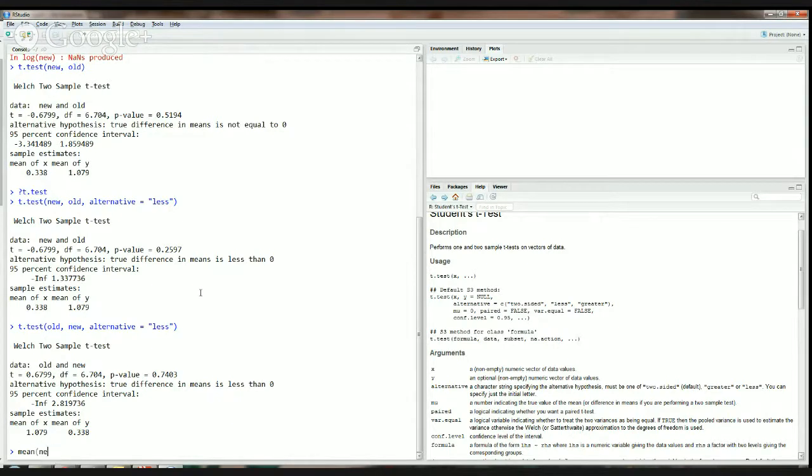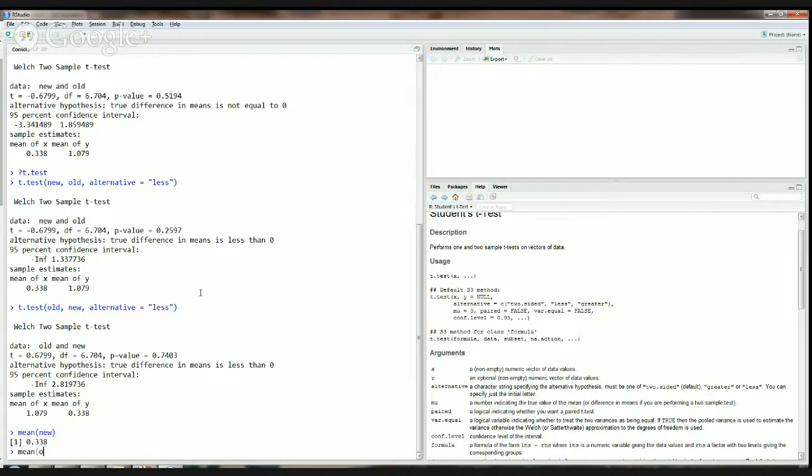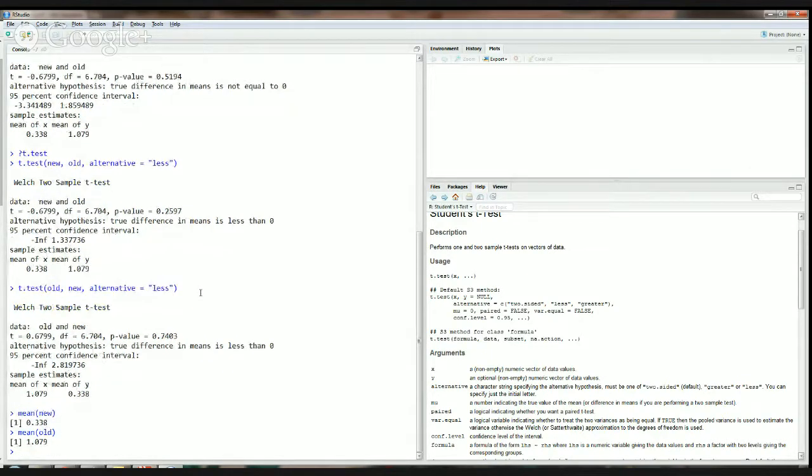But look, the mean for new is less than the mean for the old one. And so we want to test whether or not the new one has a lower mean than the old one. In this question, it's asking about waiting time. So what we're hoping for is that the new system has a lower waiting time than the old system. So it's pretty clear that this one, t.test new old alternative equals less, is doing the one that we want, right? Because if the p-value is bigger than 0.5, that means that the actual means themselves are reversed to what your hypothesis would actually suggest.